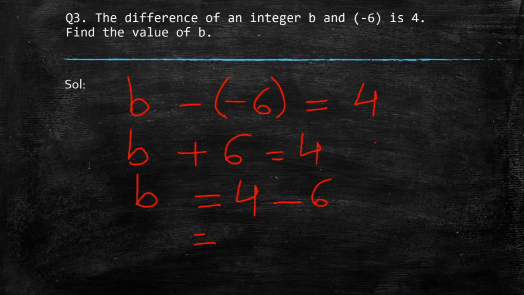And you know very well, plus 4 minus 6, when we are having two opposite signs, the numbers with two opposite signs, we are going to subtract. So 6 minus 4 is 2, and the sign would be of the greater value. 6 is greater than 4, so 6 is a negative number. It means ultimately the answer is minus 2. So b is equal to minus 2.